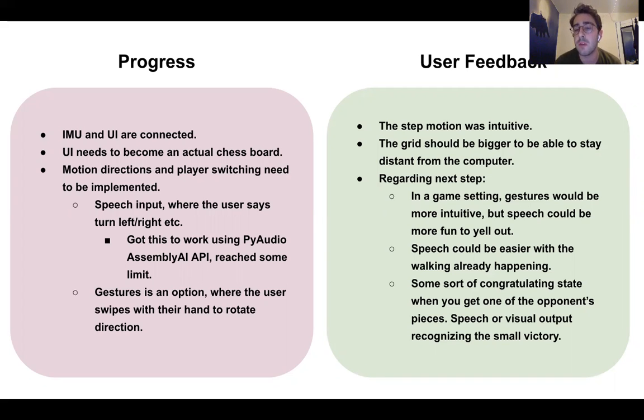And regarding the next steps, when I asked them, a couple of pieces of feedback I got were that in a game setting, gestures would be a bit more intuitive maybe, but speech could be more fun to just yell out and feel that moment. They also mentioned that speech could be easier with the walking already happening, so you wouldn't need to do too much physical movement to deal with this chess game. And they also mentioned some sort of congratulating state when you capture one of the opponent's pieces. There could be some sort of visual or speech output coming from the computer to celebrate the small victory there.